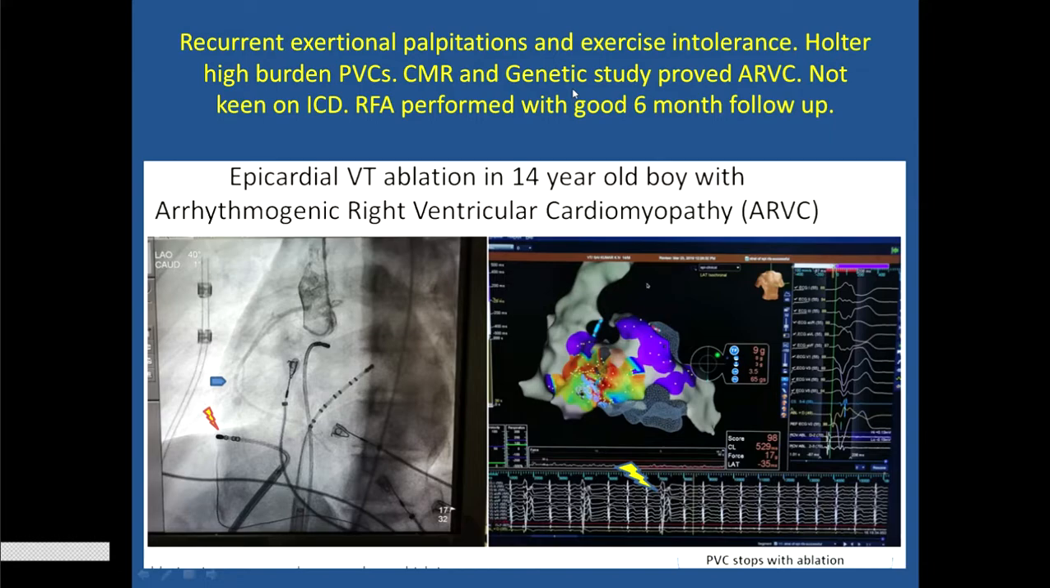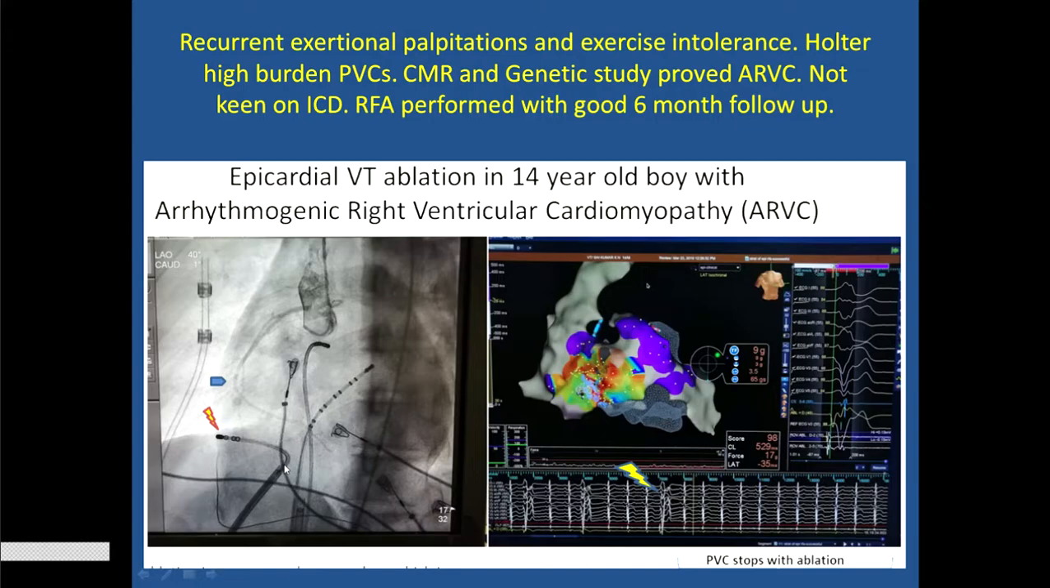Genetic study, because he was a 14-year-old child, came strongly positive for all the gene mutations, and then he was not keen on an ICD. ICD is the right thing because he has exertional palpitations, and RFA was performed, and he did very well at 6-month follow-up.